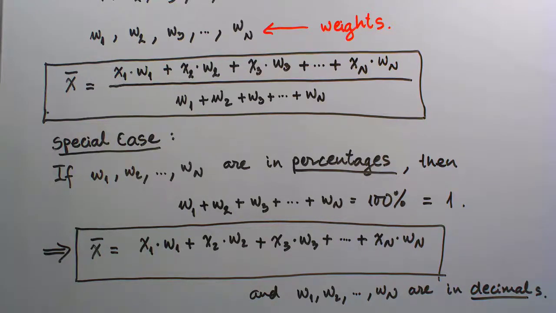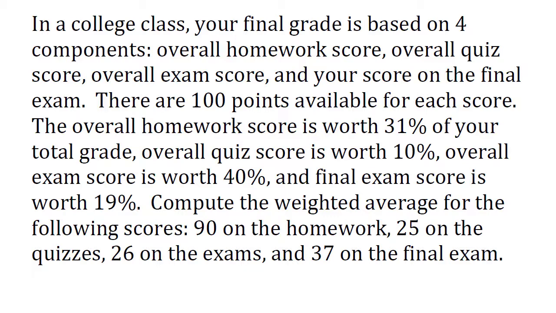Let's now apply what we have just learned about finding weighted means by doing an example. So let's look over at my computer screen here. Take a moment to read the problem, and feel free to pause the video anytime. In a college class, your final grade is based on 4 components: overall homework score, overall quiz score, overall exam score, and your score on the final exam. There are 100 points available for each score here.